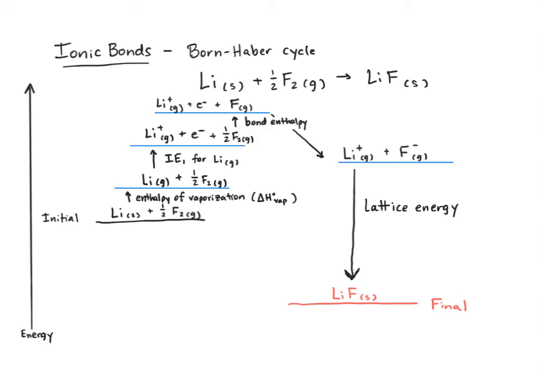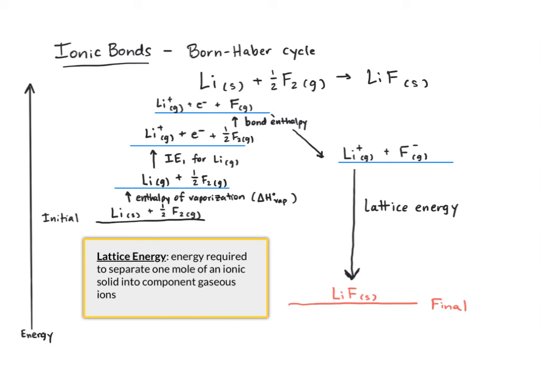The lattice energy of a solid specifies the energy requirement to transform 1 mole of lithium fluoride, or any other ionic solid, into its gaseous constituent ions. For lithium fluoride in particular, as for other ionic compounds, this lattice energy is huge. We give the symbol for lattice energy, delta H lattice. For this particular substance, the lattice energy is 1,050 kilojoules per mole.